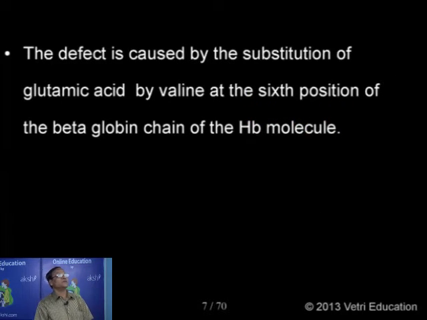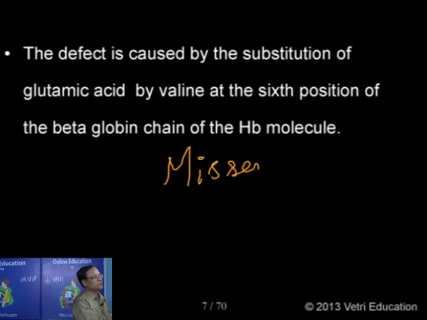Now, what is the reason for that? Normally, sickle cell anemia is an example for a substitution mutation or a missense mutation. Sickle cell anemia is an example for missense mutation or substitution mutation.